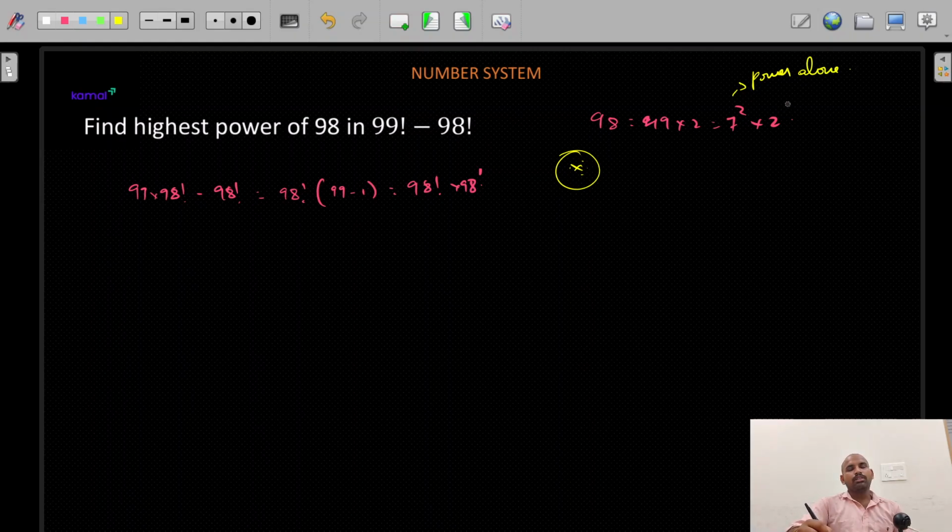I don't need to find the 2 powers because the 2 power value is definitely going to be more than the 7 square power. So either way my final answer is going to be the least power among these two, so definitely it's going to be the 7 square power. That's why I'm going to just find the 7 square power. So if I divide 98 by 7, the quotient will be 14. Again 14 by 7, my quotient will be 2. So 2 is less than 7.